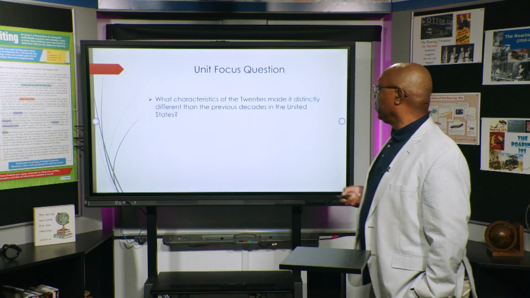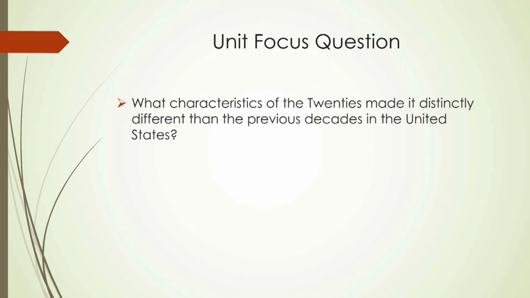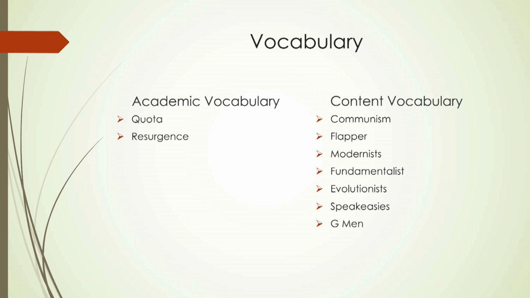What we're going to do is pick up with the unit focus question as we always do, and this is: what characteristics of the 20s made it distinctly different than the previous decades in the United States. Once again, we won't answer it now, but we will answer it at the end of the unit. The vocabulary for today, academic vocabulary and content vocabulary, we'll try to address when they come up in the lesson, but in the event that we miss one, just go back and look them up for yourself.